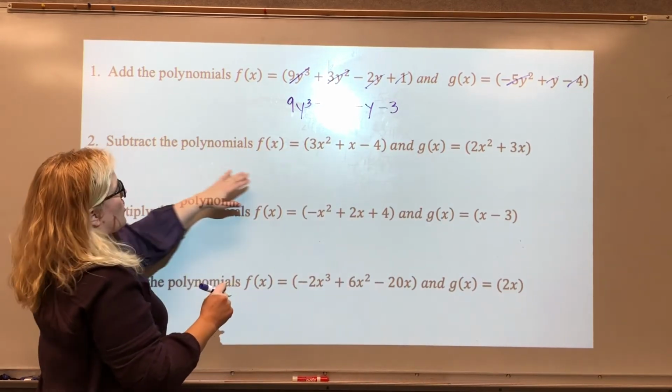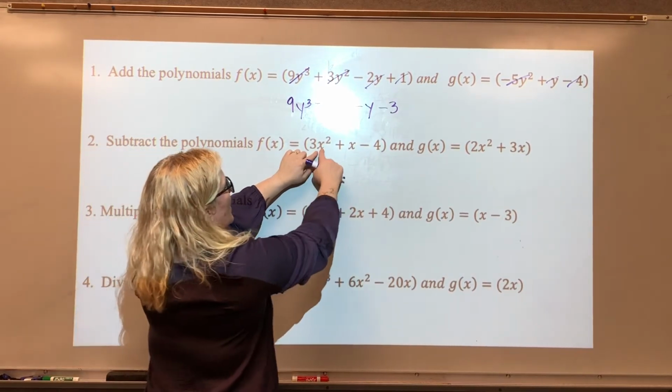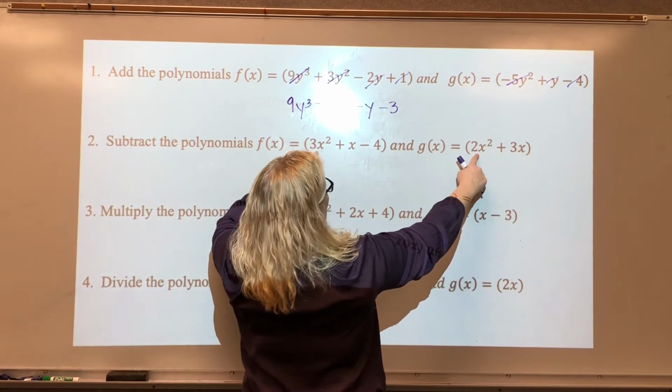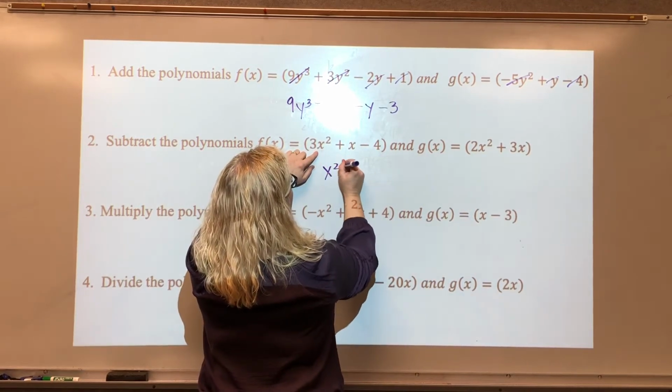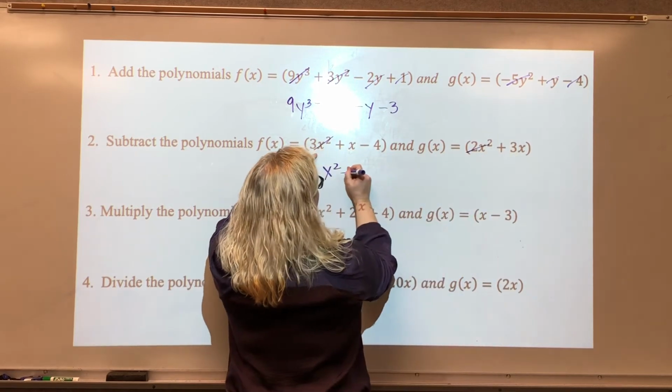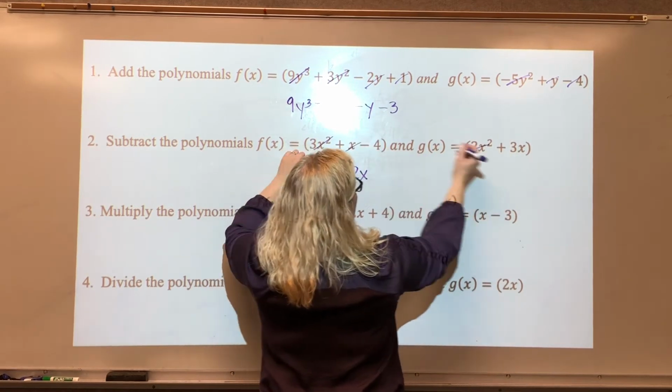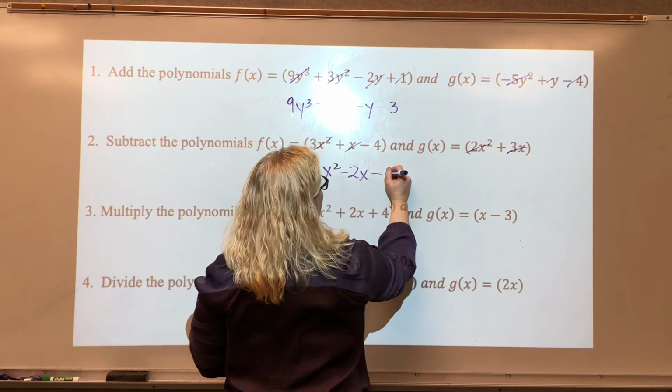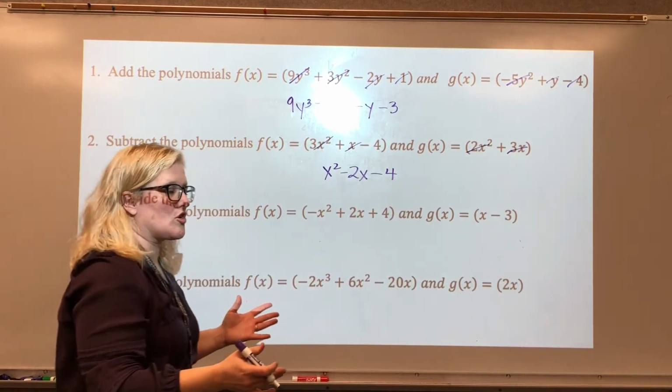Then right here, subtract the polynomials. 3x squared minus 2x squared is x squared. x minus 3x is minus 2x. And then we have minus 4. Okay, so we're just combining like terms.